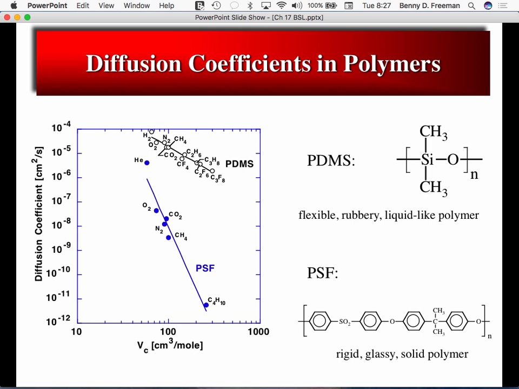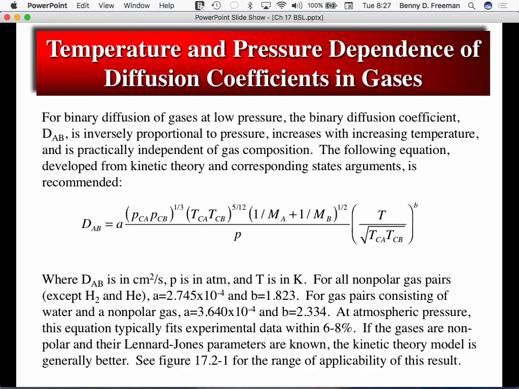Silicone rubber is what you would know as bathtub caulk or window caulking at home. It's also used as a membrane material. It's a very flexible material. There's almost no barrier to rotation about this silicon-oxygen bond, so it's a very highly mobile material due to just thermal motion at room temperature. Diffusion coefficients are higher, and there's not nearly such a strong change with the size of the penetrant, here characterized by critical volume.